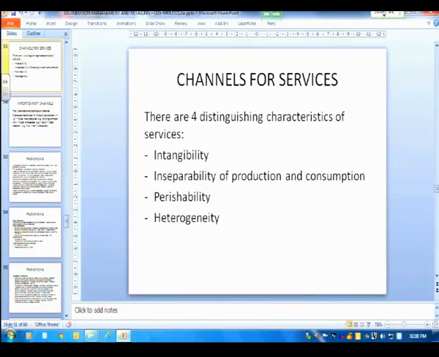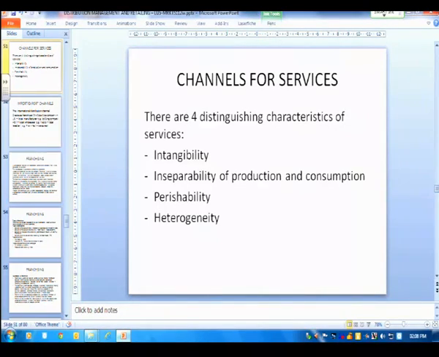Let's look at the channels for services. There are 4 distinguishing characteristics of services. Services are distinguished because of 1, intangibility. Secondly, services are distinguished because of inseparability of production and consumption, meaning you cannot separate the place of production and the place of consumption.